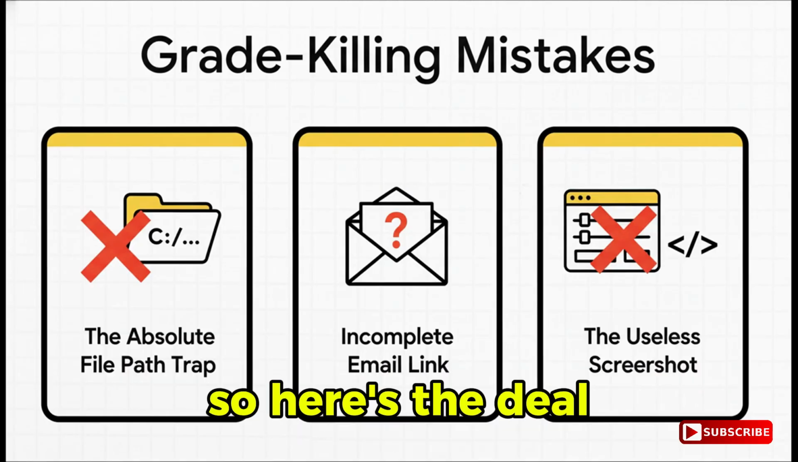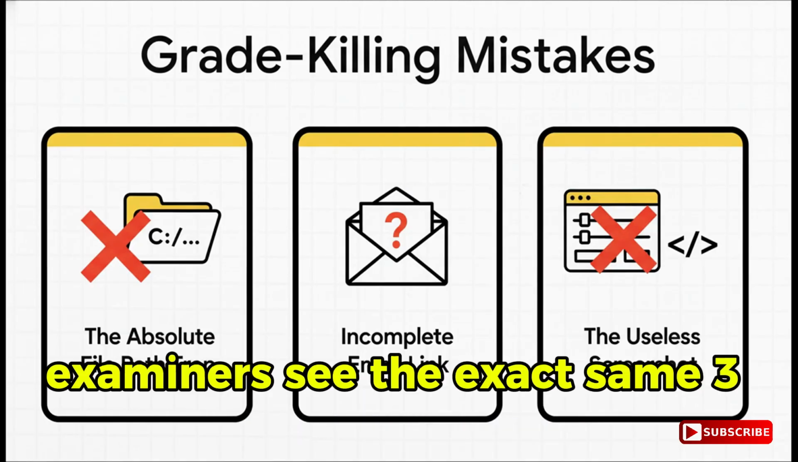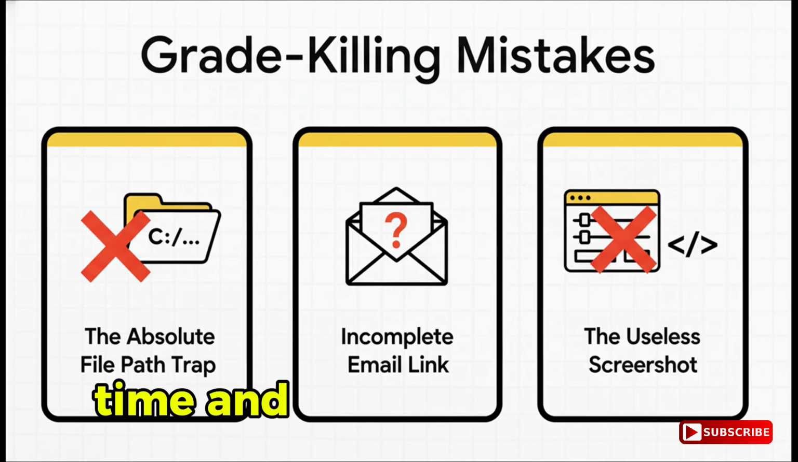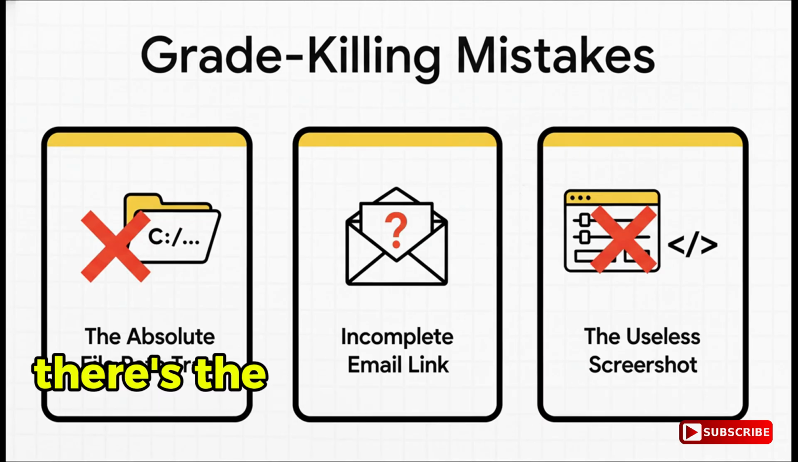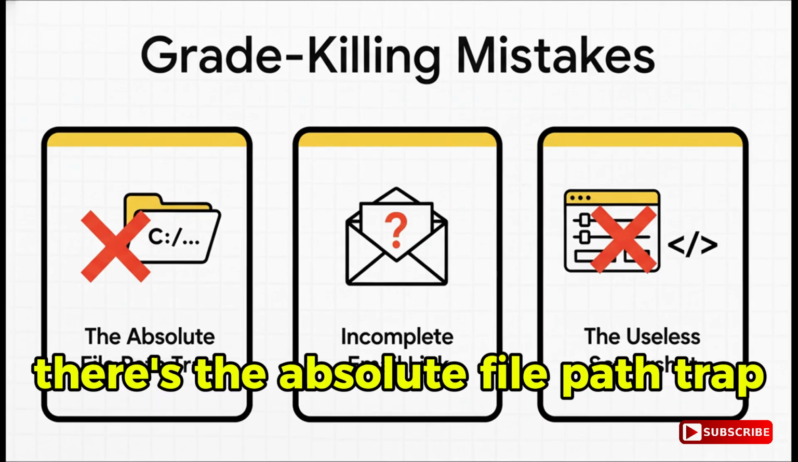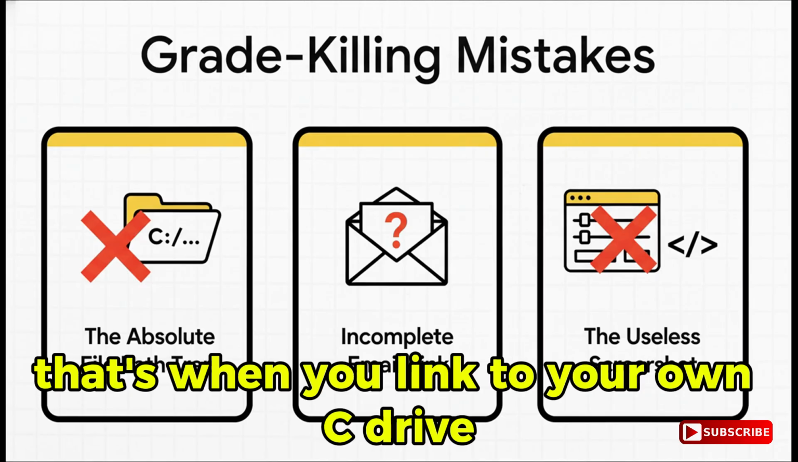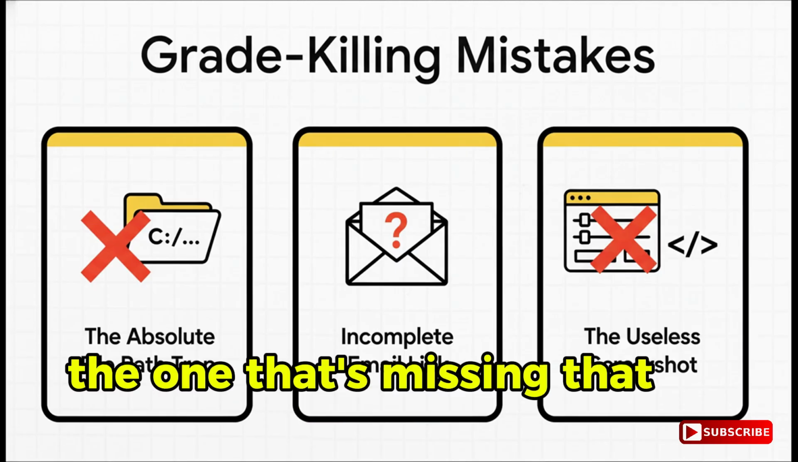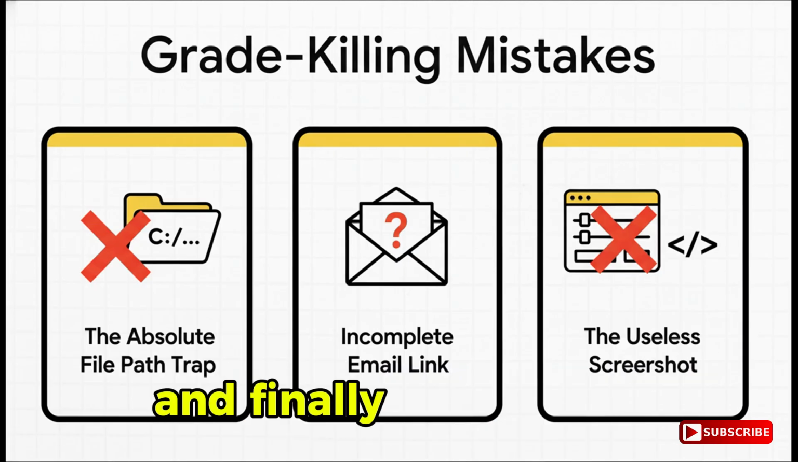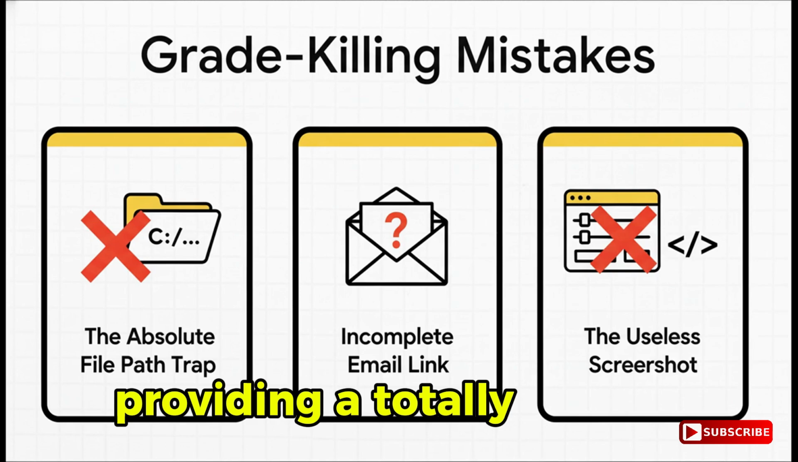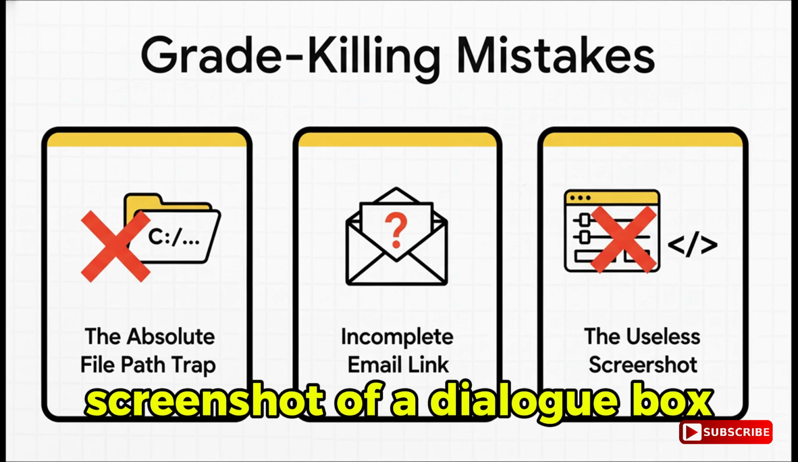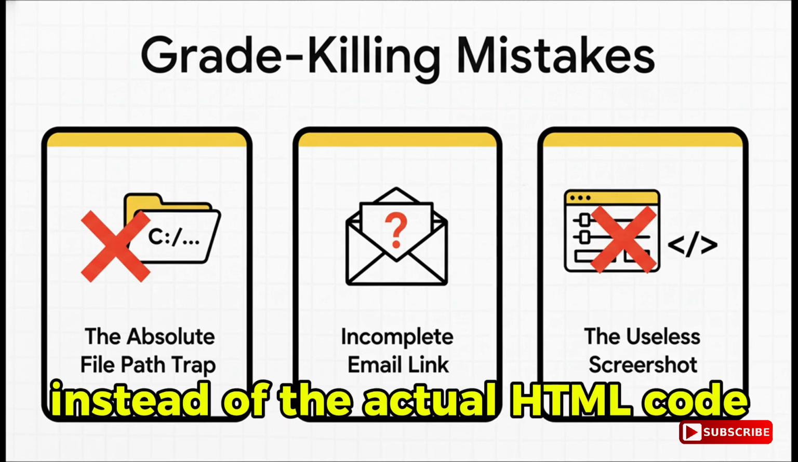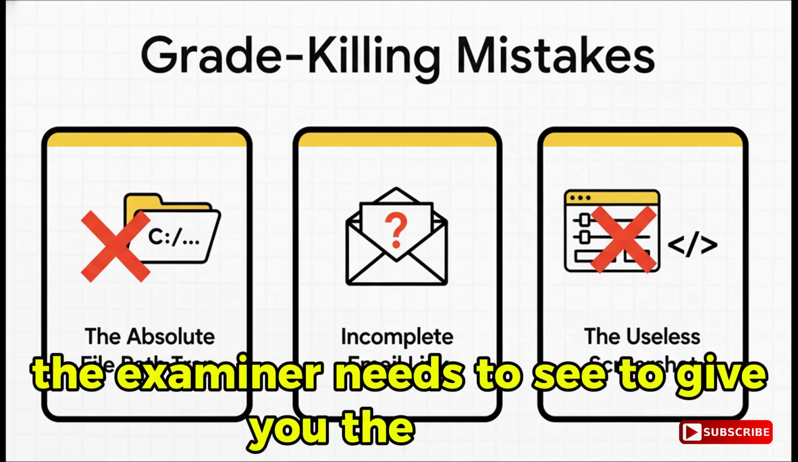Okay, so here's the deal. Examiners see the exact same 3 grade-killing mistakes time and time again. First up, there's the absolute file path trap. That's when you link to your own C drive. Next, you've got the incomplete email link, the one that's missing that all-important subject line. And finally, the big one, providing a totally useless screenshot of a dialog box instead of the actual HTML code the examiner needs to see to give you the marks.